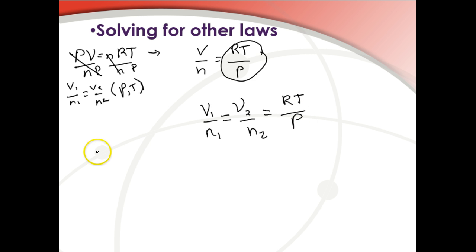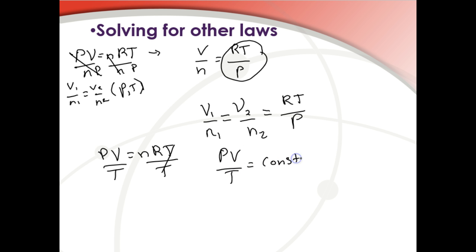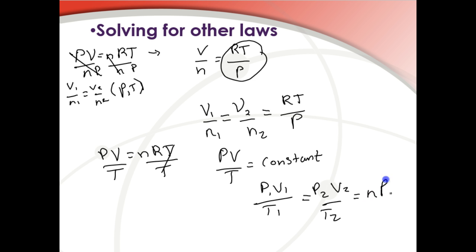For the combined gas law, much the same thing. Remember, for the combined gas law, moles was the only thing that was remaining constant. So we divide both sides by temperature, and we get PV over T equals a constant, right? n times R. And so no matter what we change, it has to equal this value. And so we get P1 V1 over T1 equals P2 V2 over T2, because both of those equal number of moles times R.